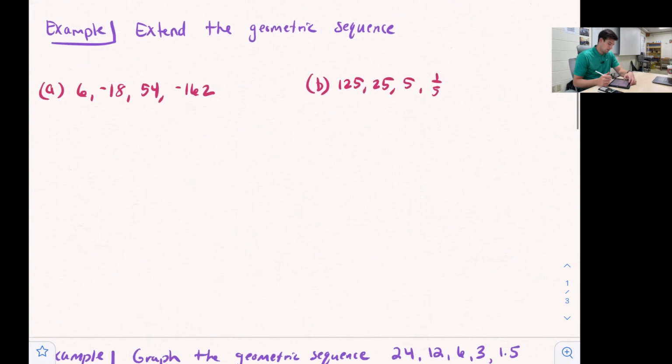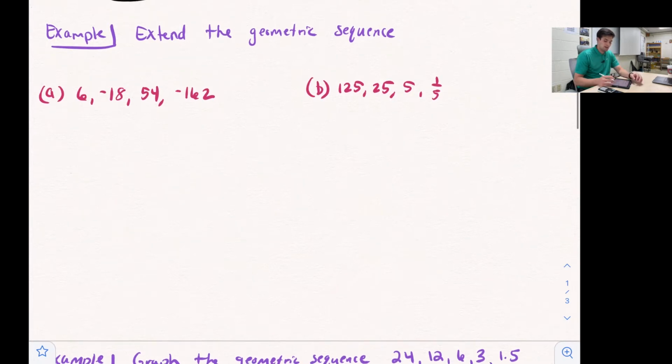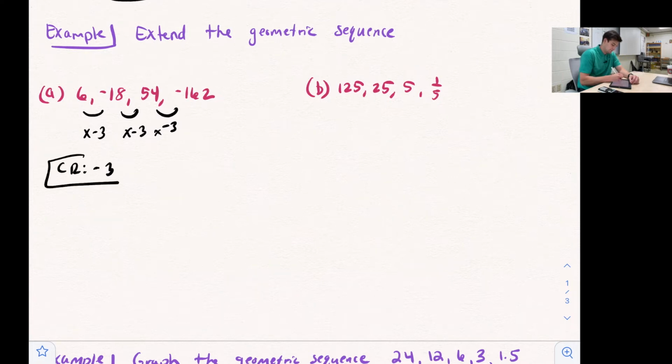All right, so let's extend some geometric sequences here by writing the next 3 terms. Okay, so A, we have 6, negative 18, 54, and negative 162. One thing that we notice is that each term is alternating positive, negative, positive, negative. That has to mean that our common ratio is a negative number. So we see we are multiplying here by negative 3. So our common ratio is negative 3.